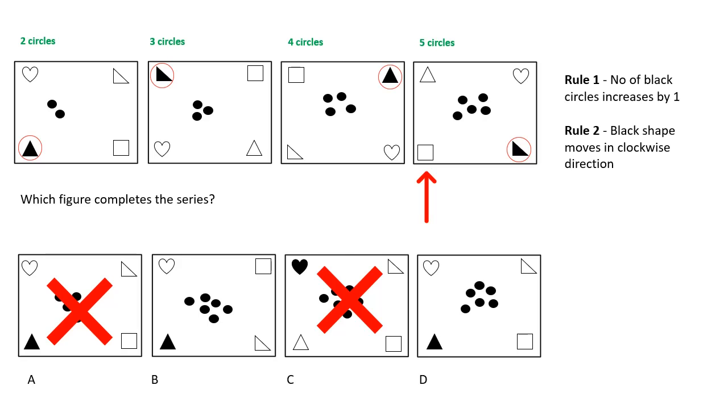And the third rule is that all of the shapes move 1 space in an anti-clockwise direction. So if you just follow the square, we can work out that in the next figure, the square should be here in the bottom right, meaning that D is the correct answer.